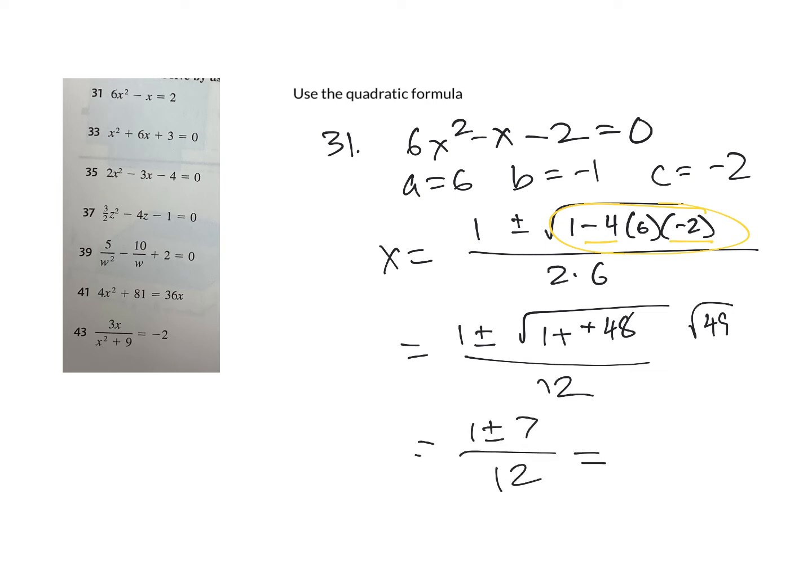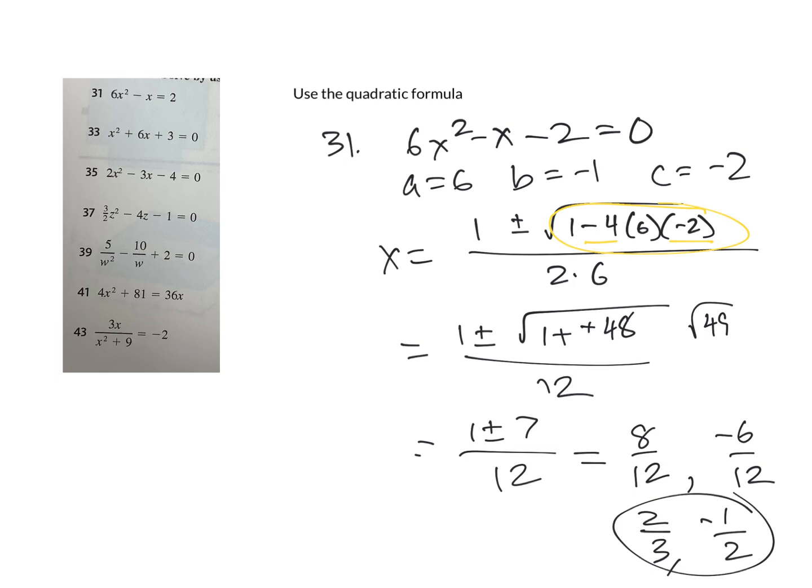And you should write it like this. 1 plus 7 is 8. And 1 minus 7 is -6. And then reduce those. The first one reduces by 4, you get 2/3. The second one reduces by 6, you get -1/2. All right, 33.